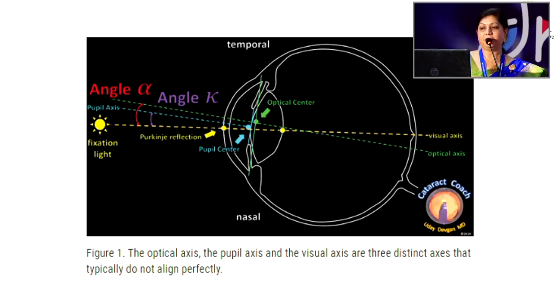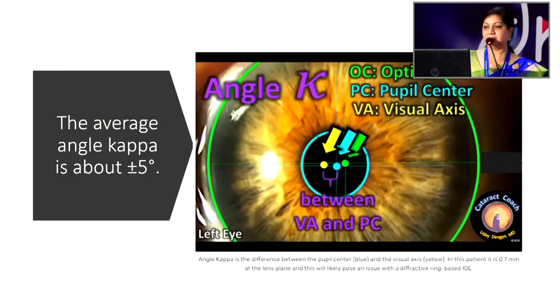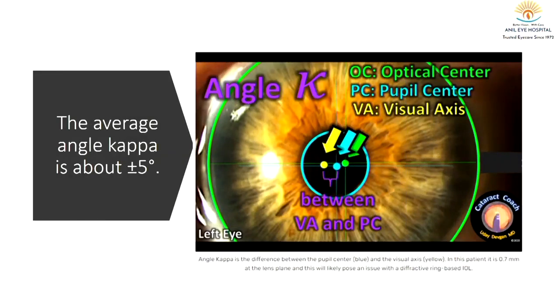Then you have the optical axis, which passes through the center of the cornea and the center of the lens, and is slightly nasal to the visual axis. And then you have the pupillary axis, which is perpendicular to the cornea and passes through the pupillary center. So the angle kappa: you can see there are three colored dots. The yellow is the visual axis, blue is the pupillary center. So the angle kappa is between the visual axis and the pupillary center. A mnemonic is PVK, very easy to remember. It is usually around 5 degrees, usually on the plus side.